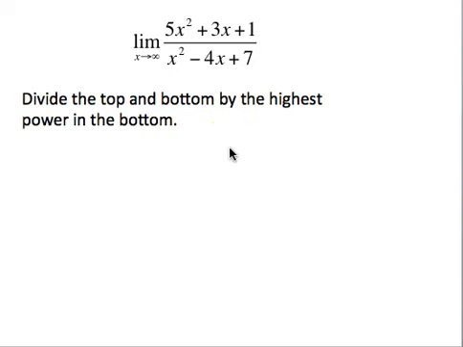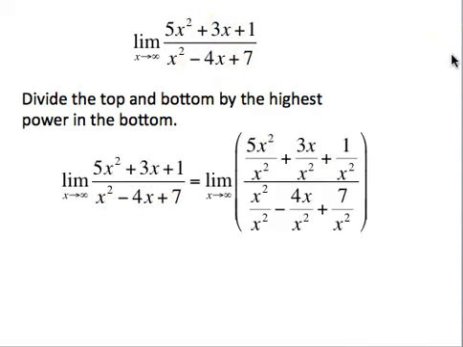Our algebraic process is to divide the top and bottom by the highest power in the bottom, which in this case is x². Divide the top by x², divide the bottom by x². If I divide the top by x², I divide each piece by x². Similarly, on the bottom, divide each piece by x². So 5x² over x², 3x over x², 1 over x², x² over x², 4x over x², 7 over x².